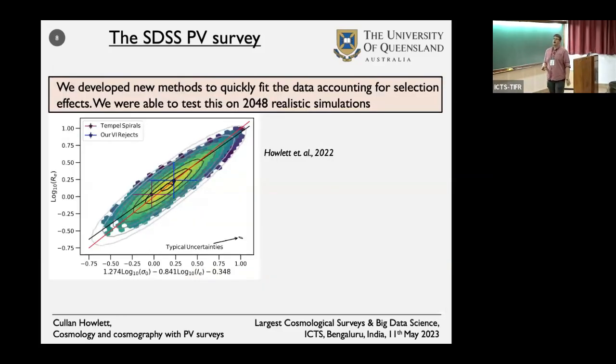So I'm going to tell you a little bit about how we actually did this. One of the things we had to do was basically come up with new methods to fit the fundamental plane of galaxies. So the fundamental plane is shown here again. So this is exactly what we're modeling and fitting to get our distances.